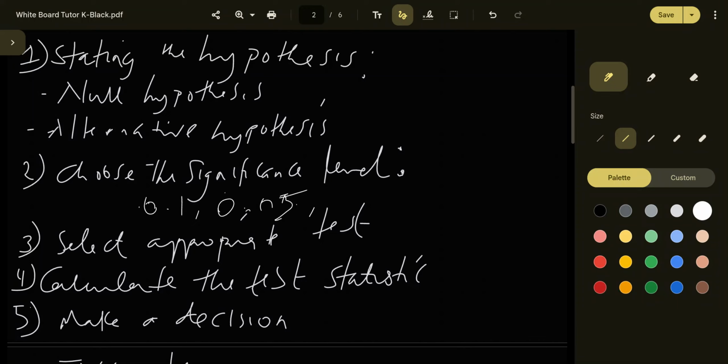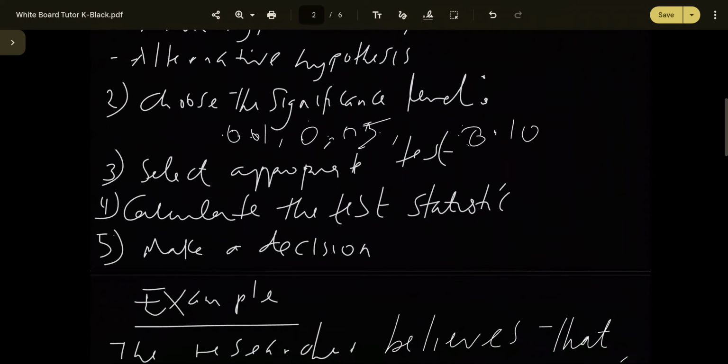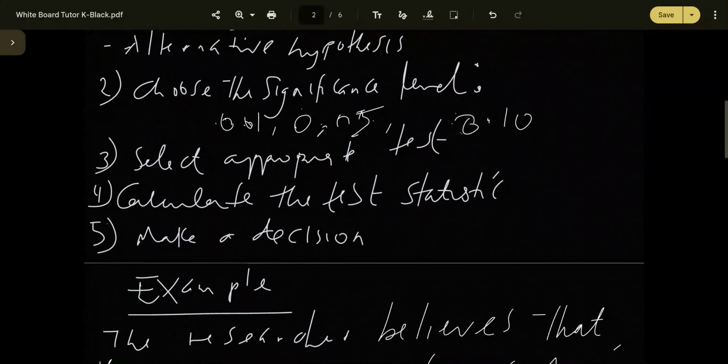The most common levels used are 0.01, 0.05, and 0.10. Those are the most common levels that are used for the significance level. Then you have to select the appropriate test.